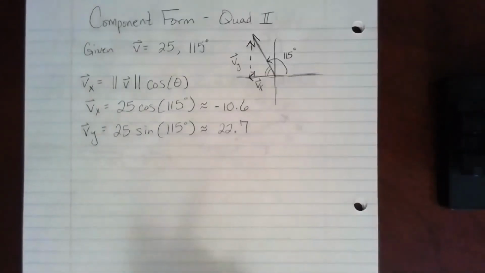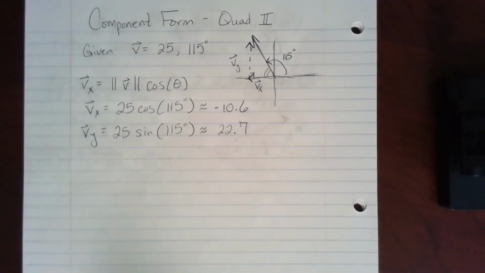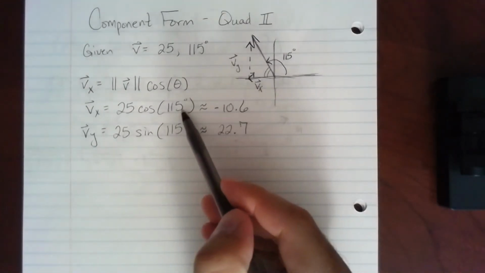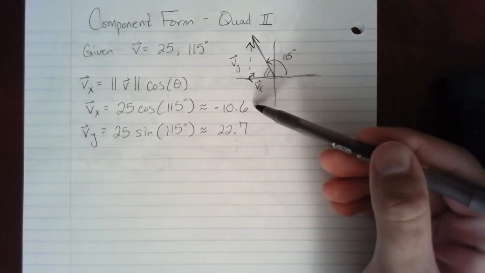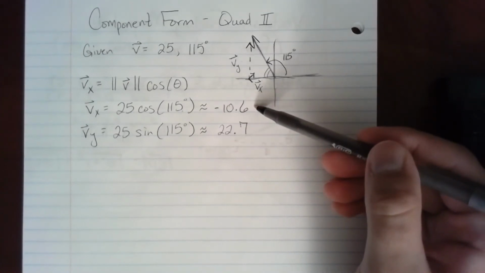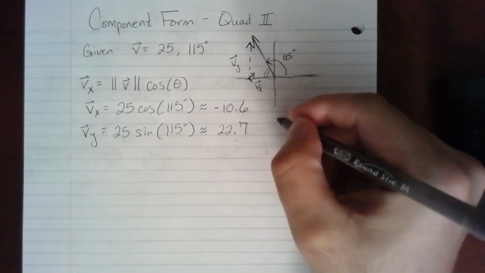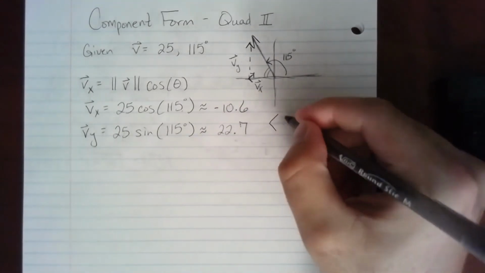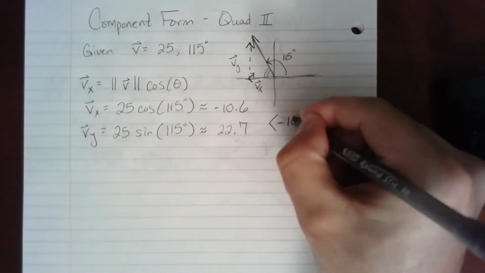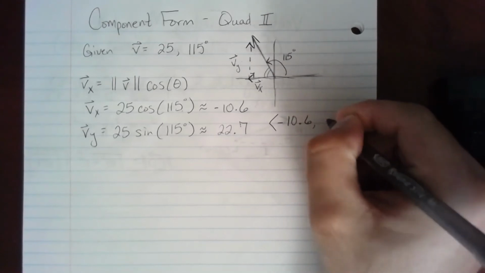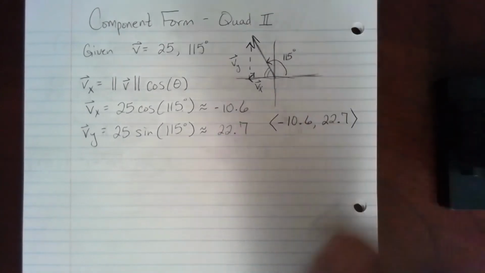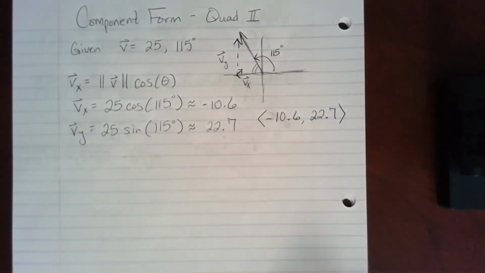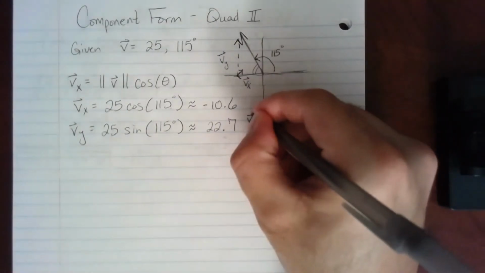And here we're going to see that with this setup where we use the original angle given, it already creates the proper direction for me. We see that our Vx ended up being negative. So I already feel pretty good about writing this down. So negative 10.6, that's our x, so that's first. And then 22.7 should go second. That's going to be our component form here. That's what our little v equals. Maybe I should have made that note.